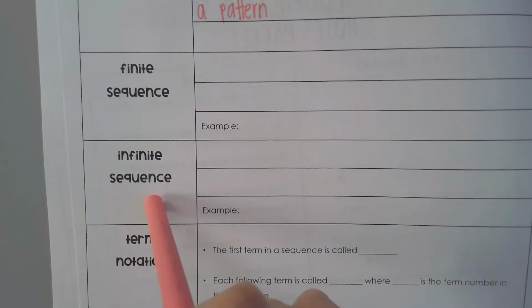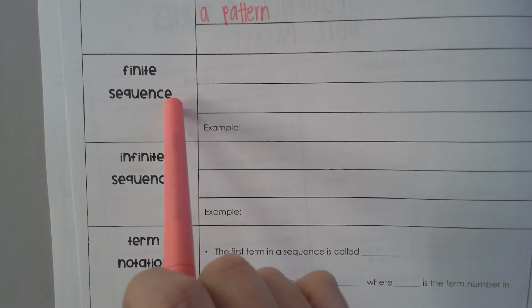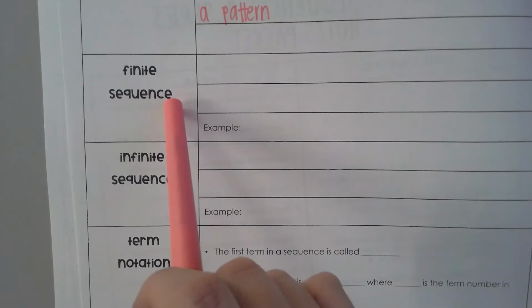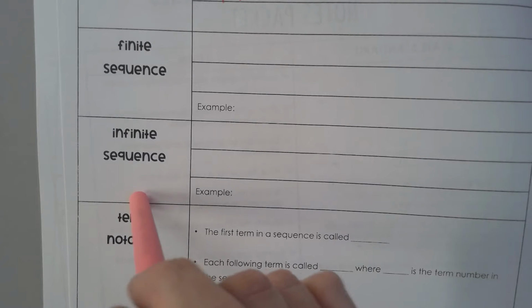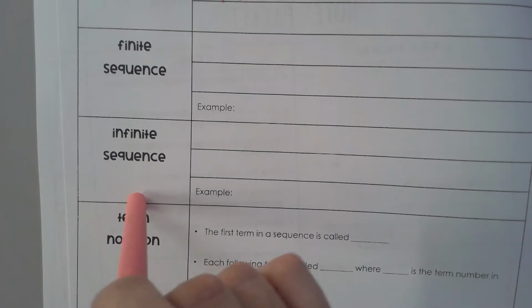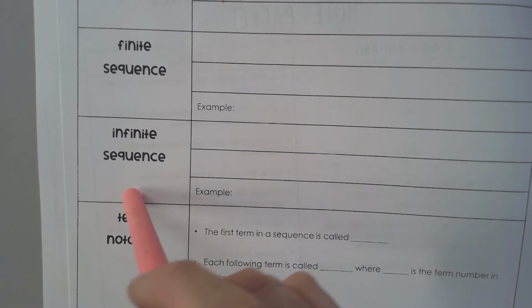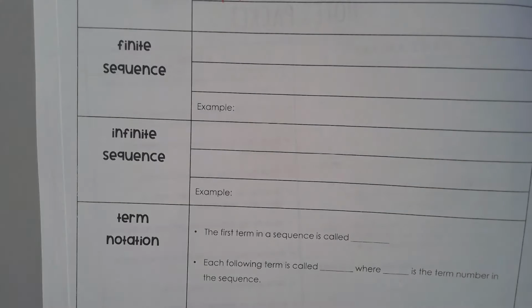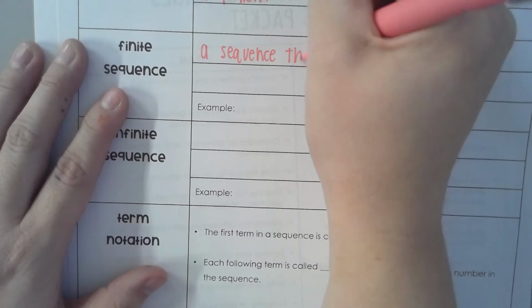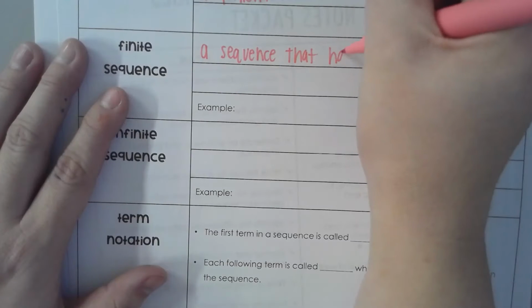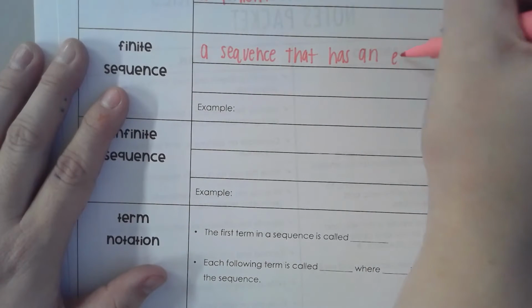Why it's not called finite and infinite or infinite, I don't know. But a finite sequence, any guesses, knowing what you know about the word infinite? Infinite means that it goes on forever and ever. So what would finite be? Maybe it's limited. It does not go on forever. So a finite sequence is a sequence that has an end.